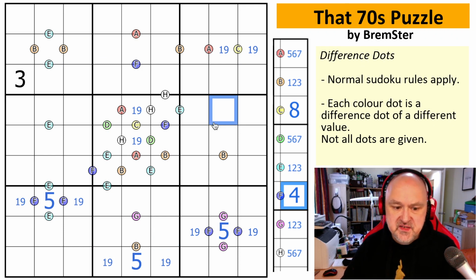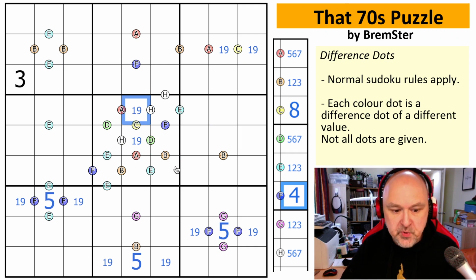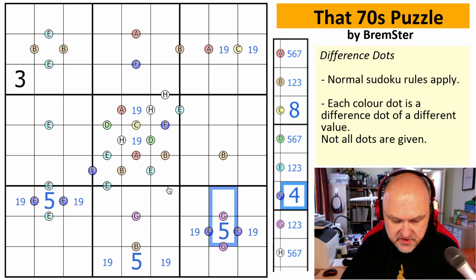So this is basically where you get to before you start having to play around with this horrible run of dots in the middle. So what we've determined is that blue is 4, and that yellow, red, and green are high difference dots, and that cyan, orange, and purple are low difference dots, but we don't know which are which.